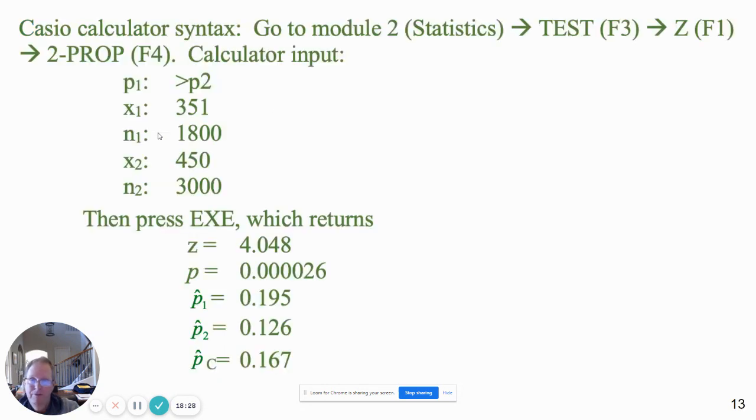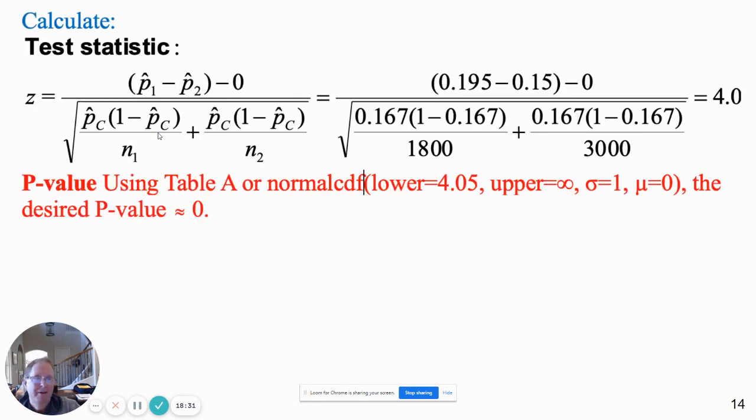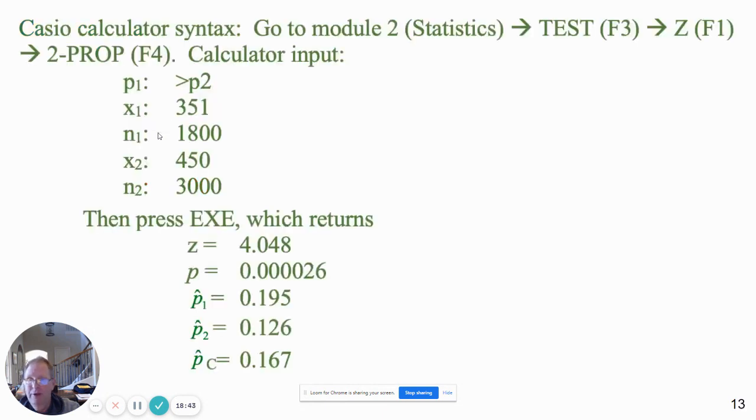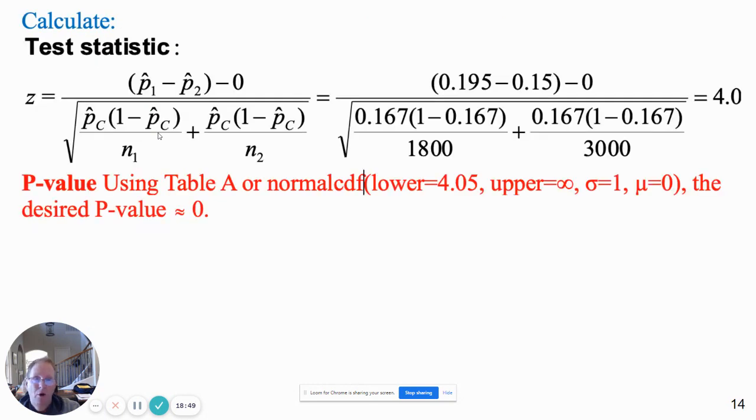Now I can run that into my calculator if I have time, and hopefully it will confirm a Z-score of 4.0, just like we got on the previous page. We got a Z of 4.048. So when I ran it through my calculator, I get a very similar score. That's comforting. Now I could go right from my calculator results and say that the p-value is 0.000026, or I could confirm that using my normal CDF function.